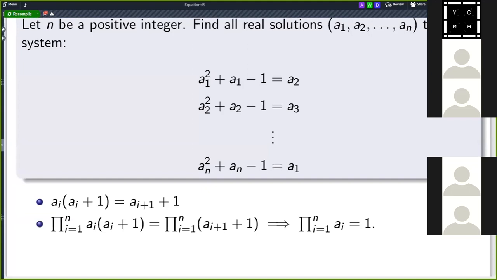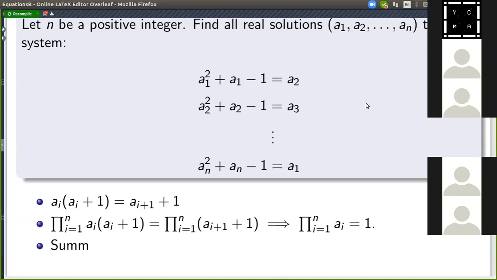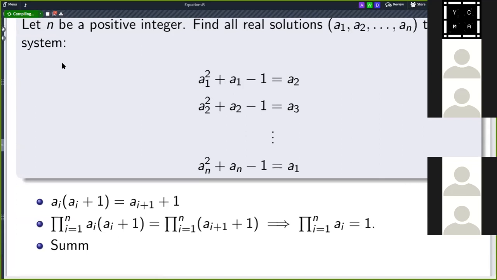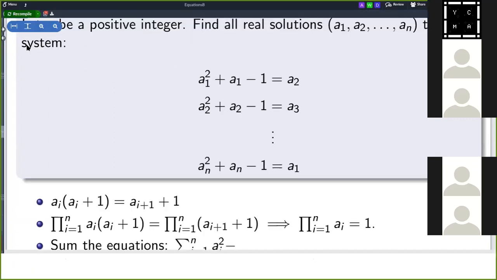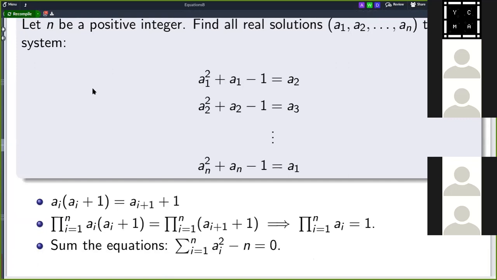So now we're going to sum the equations. If we sum all of the equations, then, as I said, we can cancel out a1 plus a2 plus a3 all the way up to an. So then we just get the sum from i equals 1 to n of ai squared minus n equals 0. So that sum is just n. And so now, given those two equations that we had, the product is 1, and the sum of the squares is n.